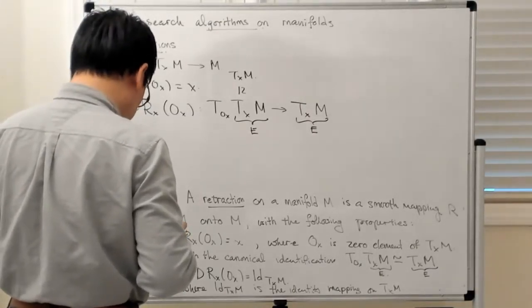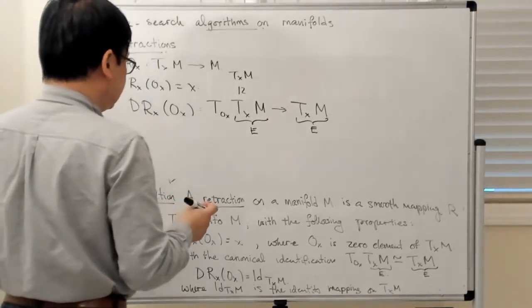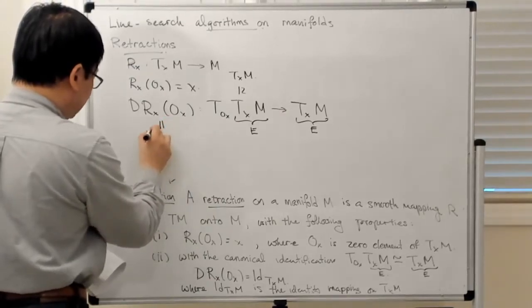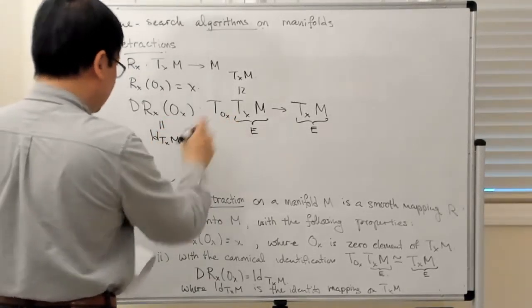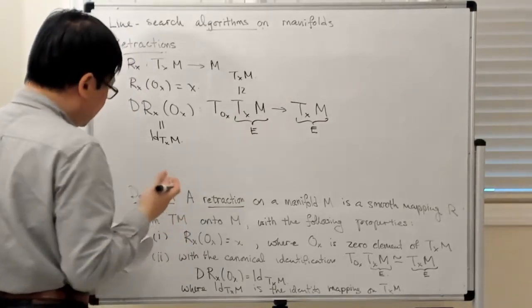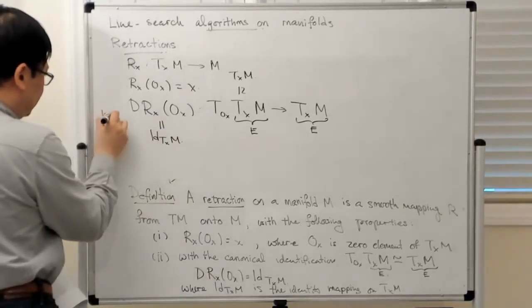So we want to say that this is just the identity map on Txm via this identification. Okay, so you might ask, well, what is the consequence of this? And so this equal to that is what's called the local rigidity condition.